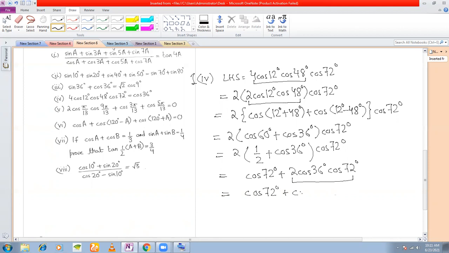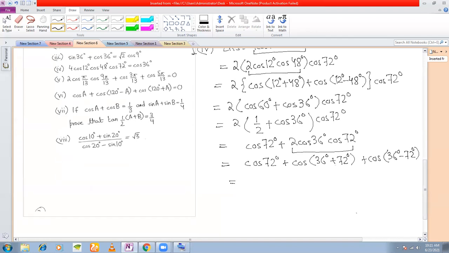2 cos A cos B is cos A plus B plus cos A minus B, right? So you get here cos 72 plus cos 108. 36 plus 72 is 108, plus cos 36 minus 72 will give you minus 36. Minus sign will get absorbed. So we'll remove this minus sign to simply write cos 36 is equal to cos 72 degree.